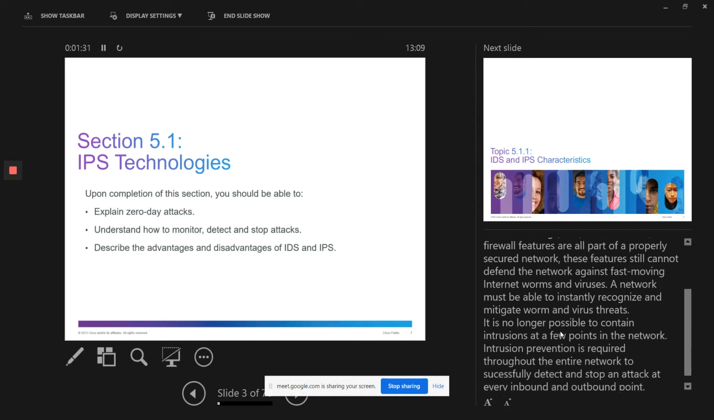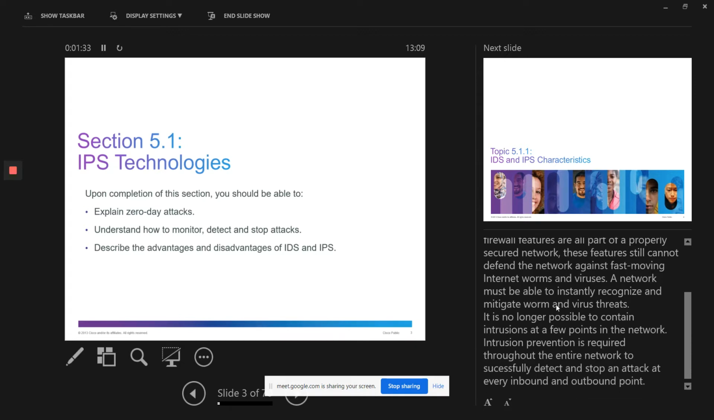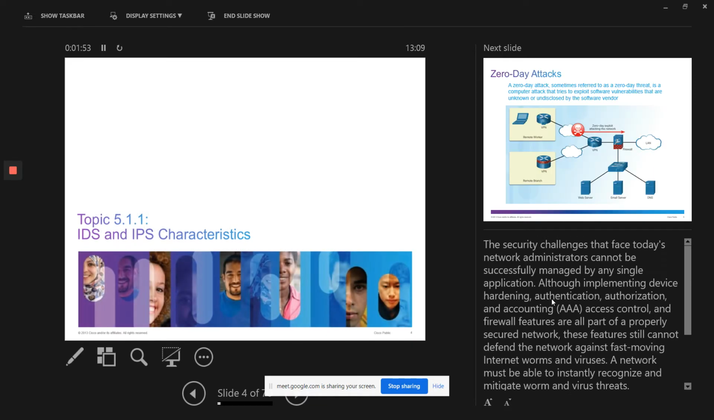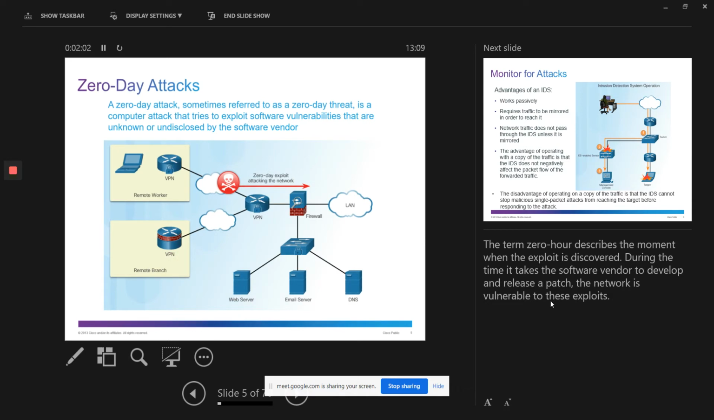It is also not possible to contain intrusion at a few points in the network. Therefore, intrusion prevention is required throughout the entire network to successfully detect and stop an attack at every inbound and outbound point of the network. In order to do this, we have technologies called IDS, which is Intrusion Detection System, and IPS, which is Intrusion Prevention System.